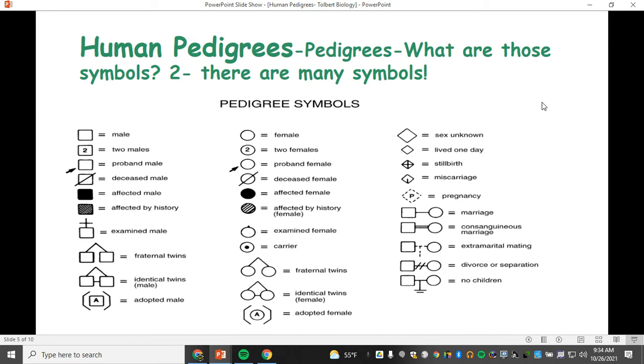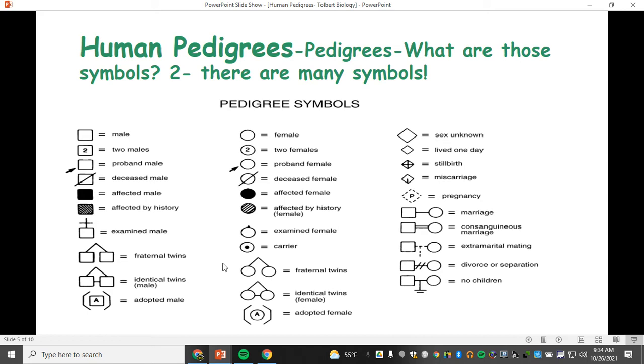Now, I'm not going to have you write down all these, but it's important that you understand what they stand for. We've already talked about the square, and about if it's darkened in, if it's affected. In a pedigree chart, you can show a lot of different things. For instance, let's say I give a trait to my kids, or I carry a trait. I can mark it this way and say I am a carrier of that particular trait.